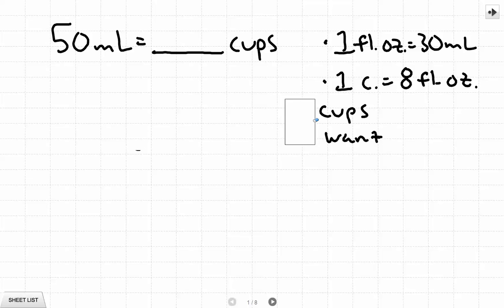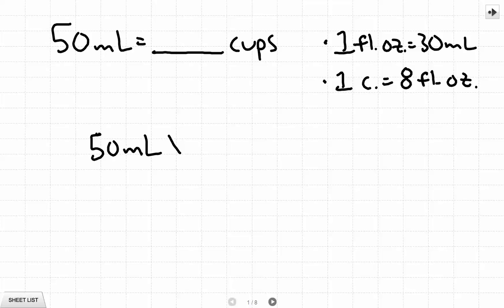So the first thing I want to do is take my 50 milliliters and use the conversion equation in ratio form so that milliliters will cancel and I'll be left in fluid ounces. And based on the top equation I have up here, I know that 1 fluid ounce is equivalent to 30 milliliters. So if I were to stop at this point, the milliliters would cancel, and I would be left in fluid ounces.